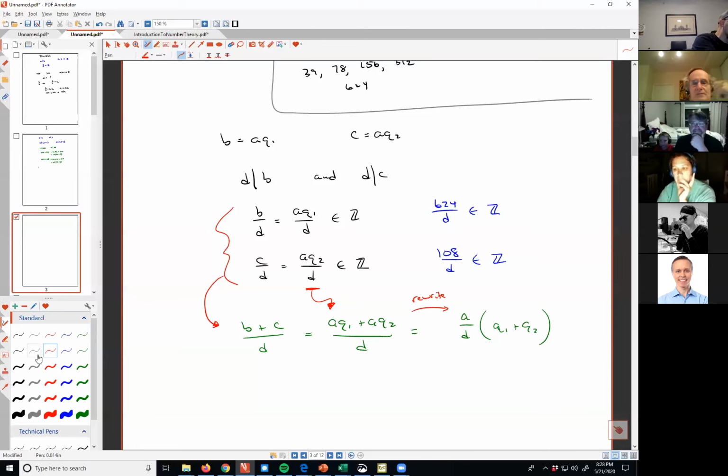So if D is a divisor of A, then D divides B plus C. Is that fair? Can we go the other way? What would we do to establish that if D divides B plus C, that it must divide A?